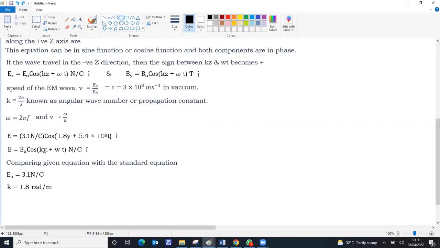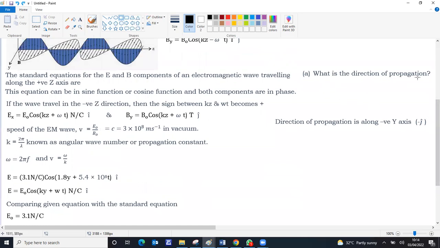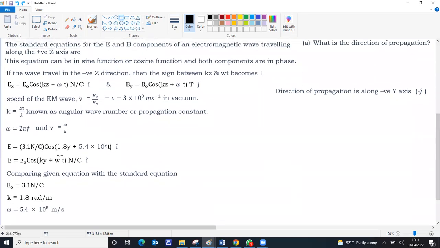So k is measured in radian per meter as a unit. Now the first part of the question, what's the direction of propagation? So we just discussed, if the sign between kx, ky or kz, whatever x, y, z with k, plus omega t is plus, that will be along the negative direction. Whether negative x, y, z depends upon this letter. If it's z here, opposite of this sign, negative z direction.